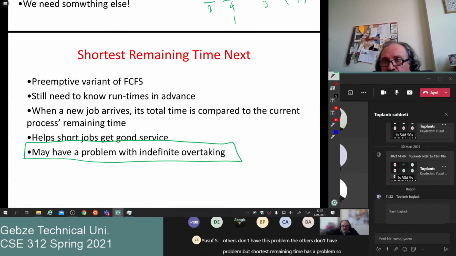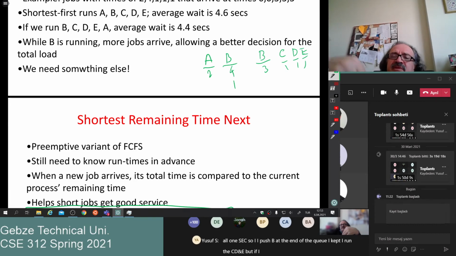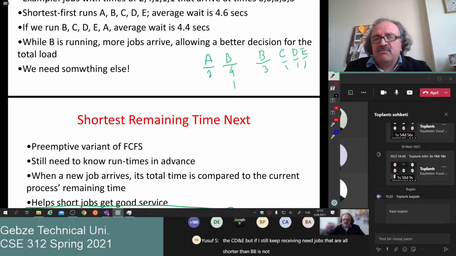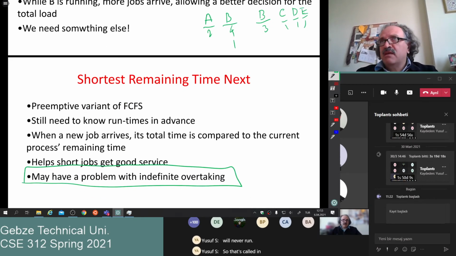If short tasks keep coming in, one long task that we were supposed to start at the beginning may not start executing. While I am running B, C, D, and E arrive. They are all 1 second. So I push B to the end of the queue and run C, D, and E. But if I keep receiving new jobs that are all shorter than B, B is not going to run for a long time. And if those kinds of jobs keep coming all the time, B will never run. That's called indefinite overtaking.